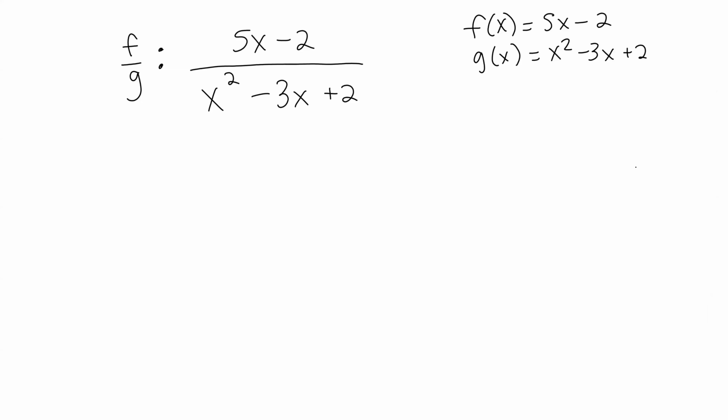Okay, so let me do a recap. This is the function f, this is the function g, and we're dividing them. So f is in the numerator, g is in the denominator. Remember, you can never divide by 0. So we need to figure out what x values would give you 0 in the denominator.